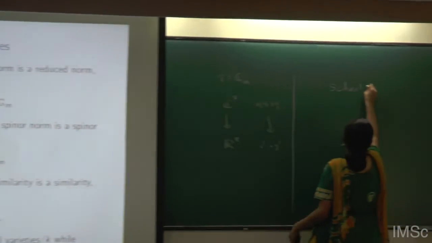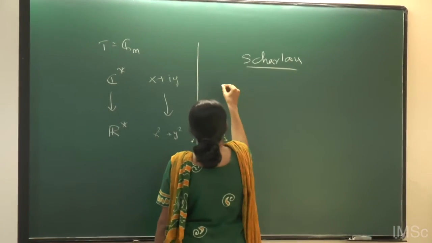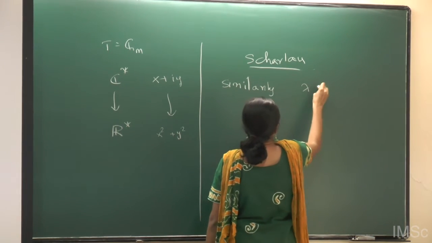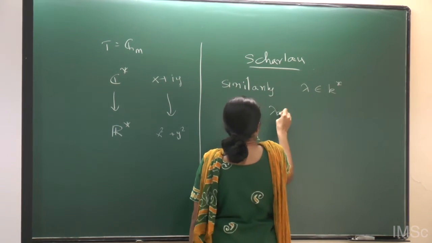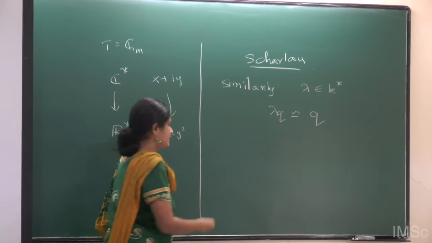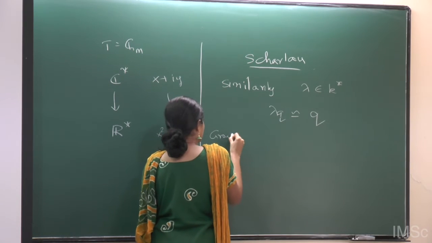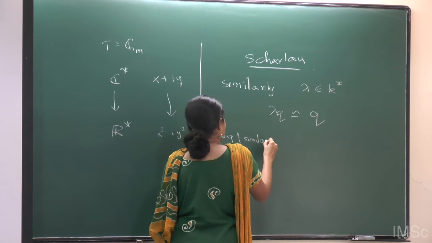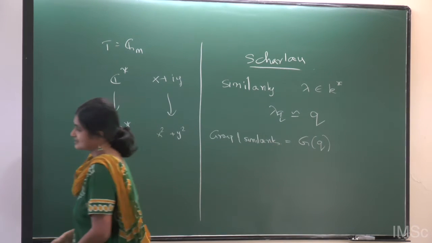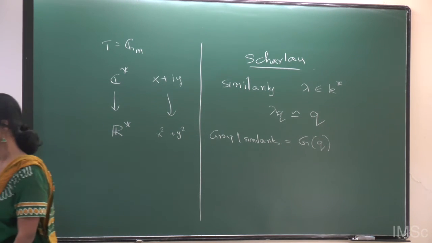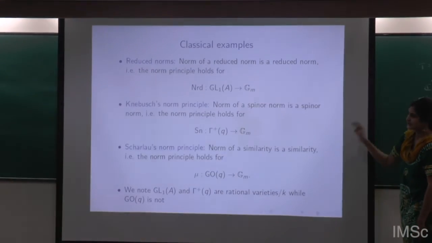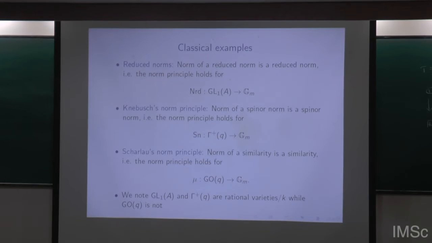Okay, so Charlot. And what is a similarity? A similarity is just any scalar such that the quadratic form, when you scale it by the scalar, is isometric to Q. And so the group of similarities, I think this is called G(Q), and you can realize it as an image from GO(Q) to G_m. Again, when Q is even dimensional, this is also type D. So you have Knebusch on one hand, you have Charlot on the other hand.